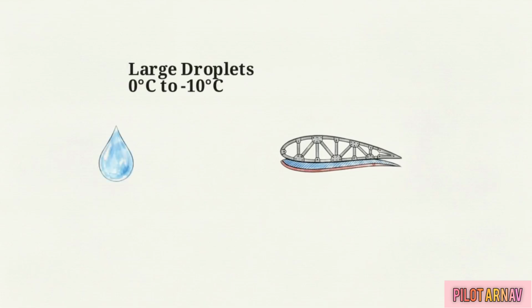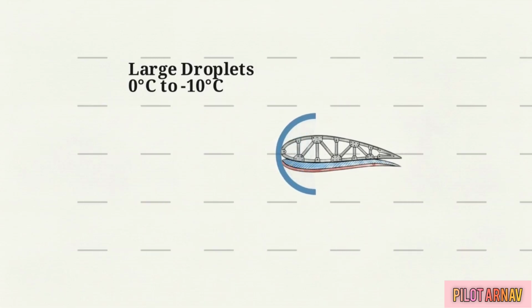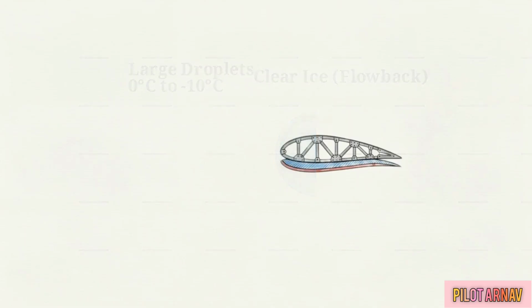Large supercooled droplets, typically found at temperatures between 0 and -10 degrees Celsius, release a massive amount of latent heat upon impact. This concentrated burst of heat actually melts a portion of the droplet back into liquid. Forced backward by the intense airflow, this liquid portion creeps over the top and bottom of the wing before it fully freezes. This is the flowback mechanism. It leaves no room for trapped air, resulting in a dense, transparent layer known as clear ice.